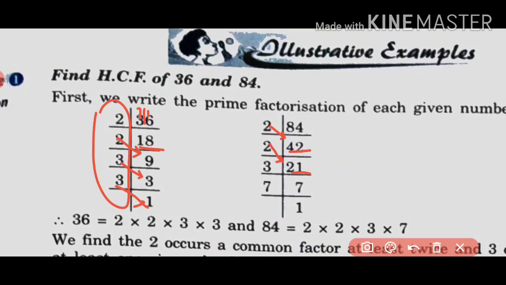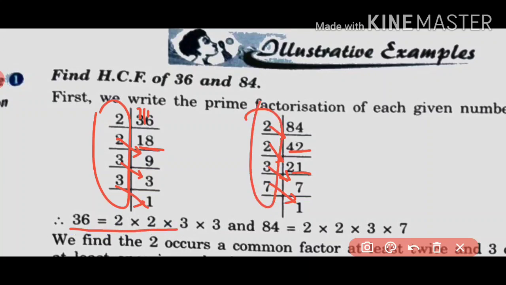The next number after 2 is 3. It means it is divisible by 3. So 3 by how many times? 7 times. 3 7s are 21. Then 7 is divided by itself. 7 ones are 7. So these are the prime factors of 84.